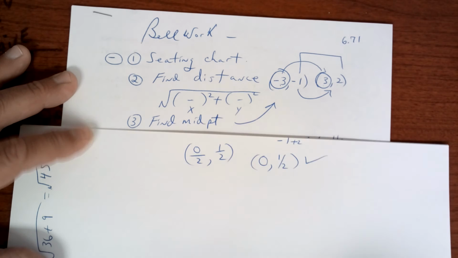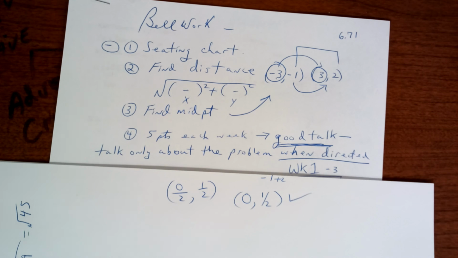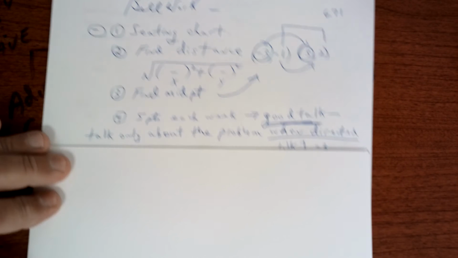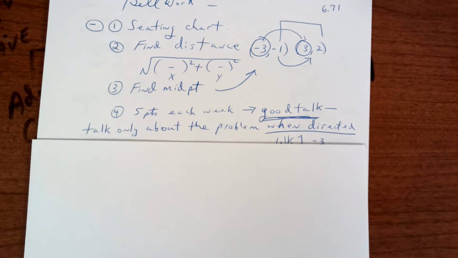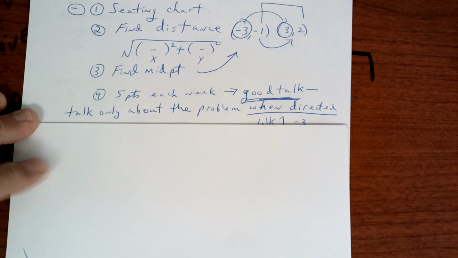Okay? Now, what we're going to do from now on during bell work, when I direct you to do so, I'm going to have you do conversation with your neighbor. If you're doing what I'm asking you to do, you keep your 5 points for the week. If you do not, then you'll lose them. And good talk means you're trying to explain how to do the problem, or you're asking for help, or someone's telling you how to do it. So that's what we're talking about, good talk.